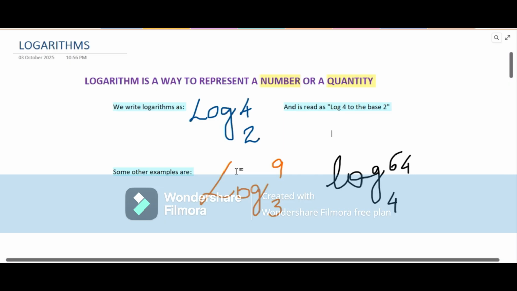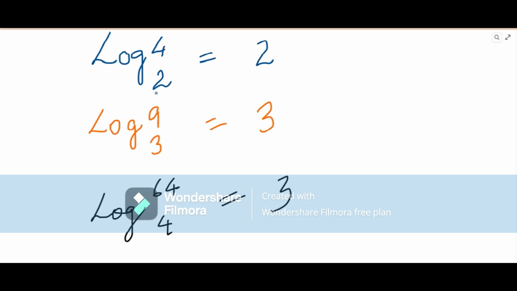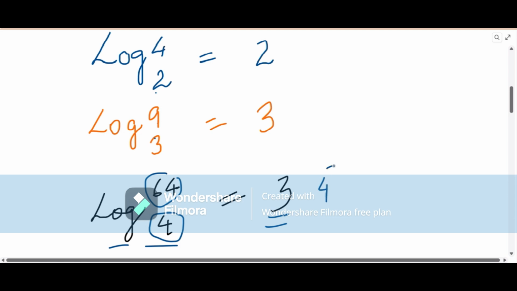So let's have a look at some other examples of how we actually read this expression. Like log 9 to the base 3, and log 64 to the base 4. What we can correlate from these values, between 4, 2, and 2, between 9, 3, and 3, and between 64, 4, and 3, is that if you see 4 as the base of an exponential expression, 4 to the power 3 is nothing but 64. And similarly, 2 to the power 2 is nothing but 4. And you guessed it right.